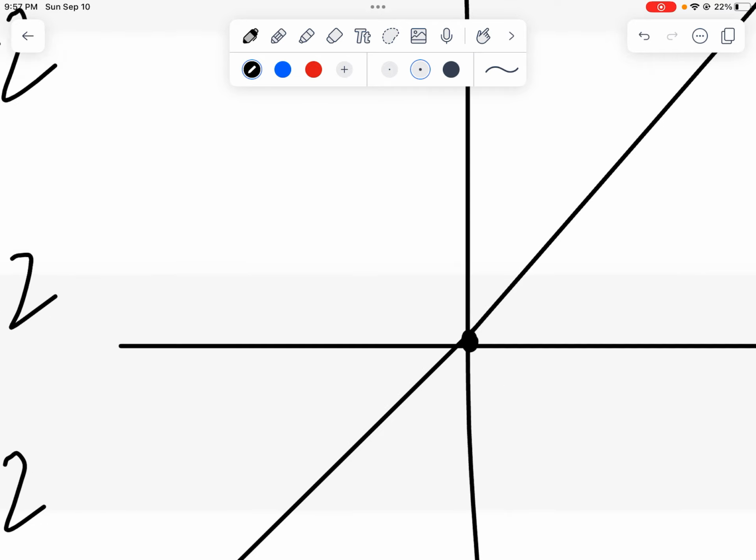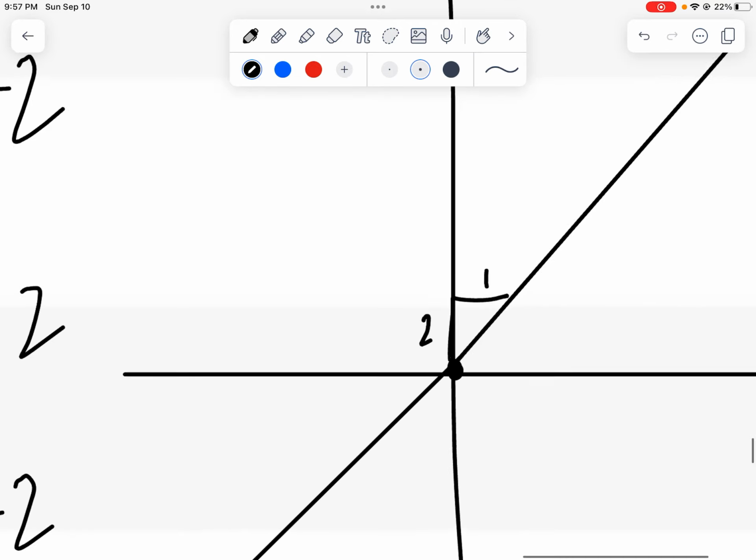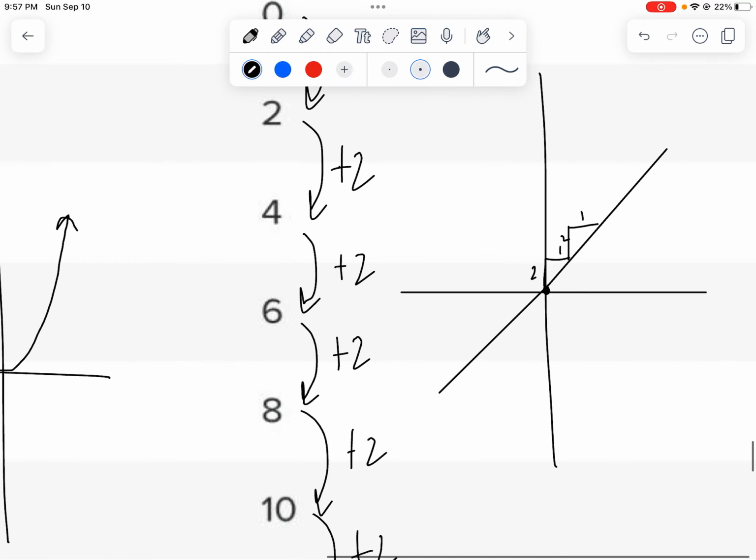Rise over run, 2 over 1. Let's just say that's 2. That's 1. Okay. It's going to go up like that every time, 2 over 1, 2 over 1, like that.